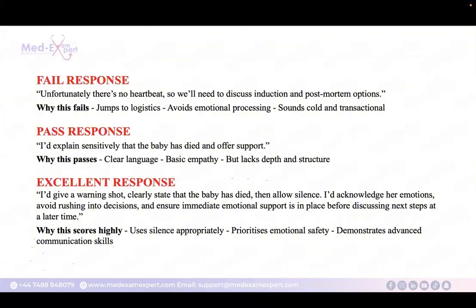And what would be an excellent response in this situation? I would give a warning shot, clearly state that the baby has died, then allow silence. I would acknowledge her emotions, avoid rushing into decisions, and ensure immediate emotional support is in place before discussing next steps at a later time. So use silence appropriately, prioritize emotional safety, and demonstrate advanced communication skills.